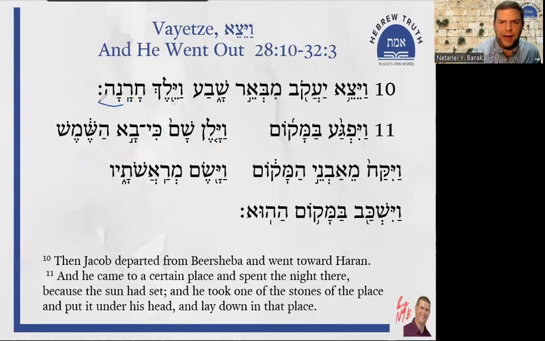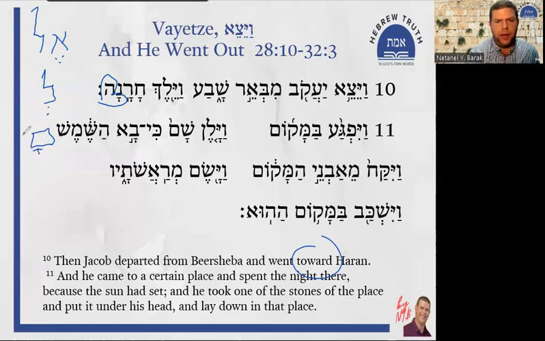Another one or two things. Haran, now you can see the hey at the end telling us he went toward Haran. There are a few ways of marking the destination of someone when journeying from one place to another. It could be done by the preposition el, it can be done by the lamed preposition in and of itself. It can be done directly without any markers, and it can be with a directional hey added at the end, showing us the direction. So Vayelech Harana, he went to Haran, he went toward Haran.